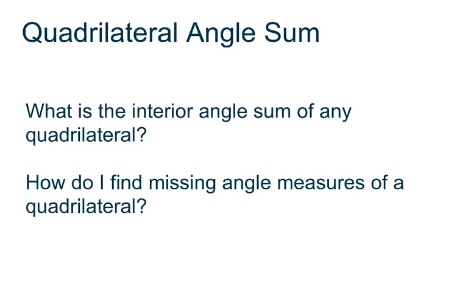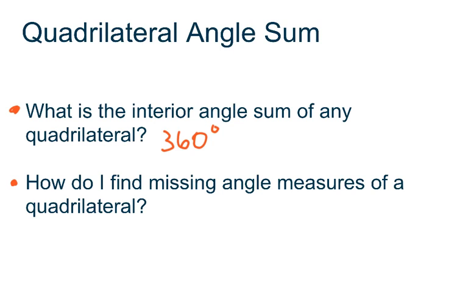So going back to the start, were we able to answer these two questions by the time we were done here with our lesson? First, what is the interior angle sum of any quadrilateral? Take a second, answer to yourself. If you said 360 degrees, you're doing a great job. Every quadrilateral has that interior angle sum of 360 degrees. Next, how do I find the missing angle measures of a quadrilateral? Were we able to work through that and discover how that worked? And I think we certainly were.